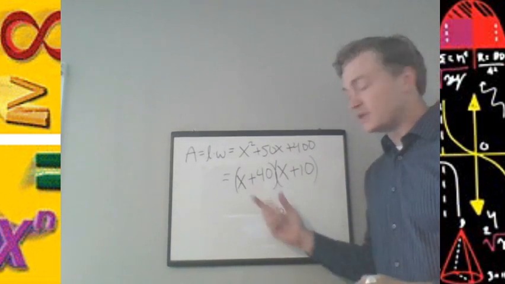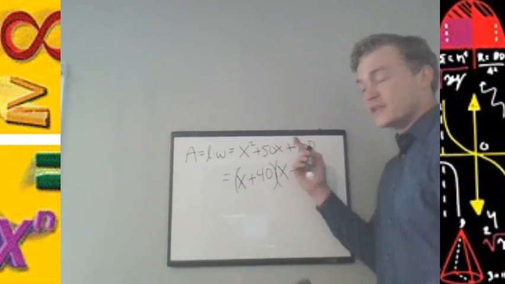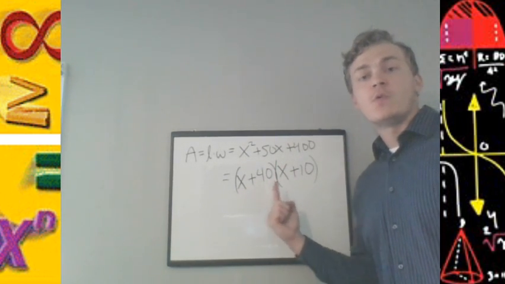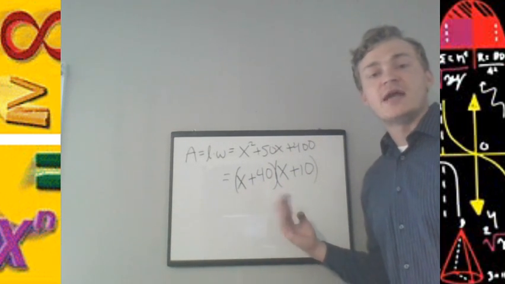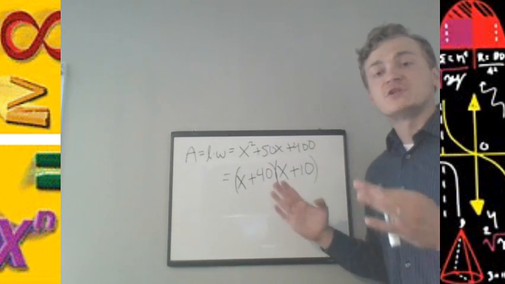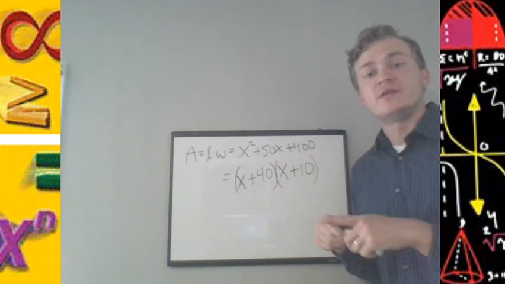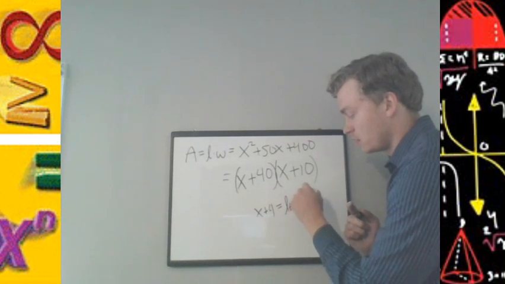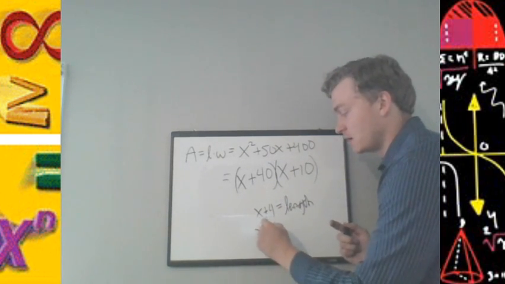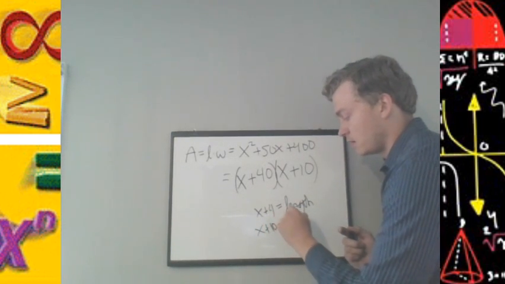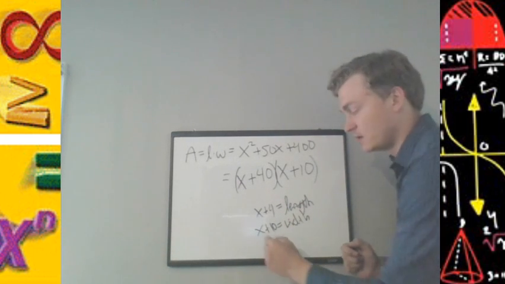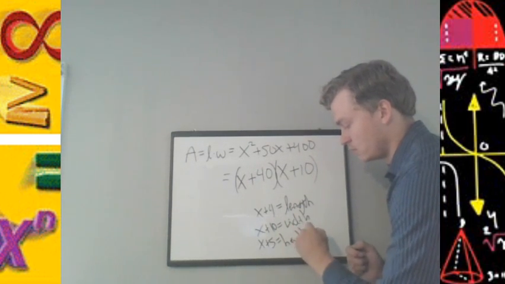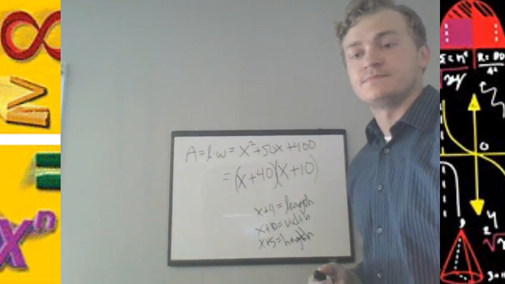So as we see here, we actually can factor this trinomial into the product of two binomial factors, where one of these is the dimension for length and the other is the dimension for width. Now, most often, the dimension for length is longer than width. So we can conclude that x plus 40 is the length of our house. x plus 10 is the width. And as we saw from the beginning, x plus 5 is the height.